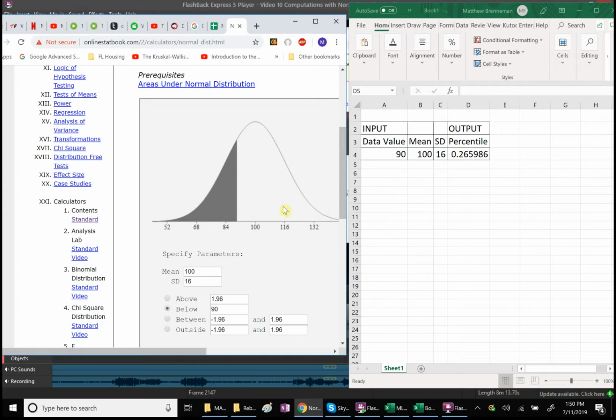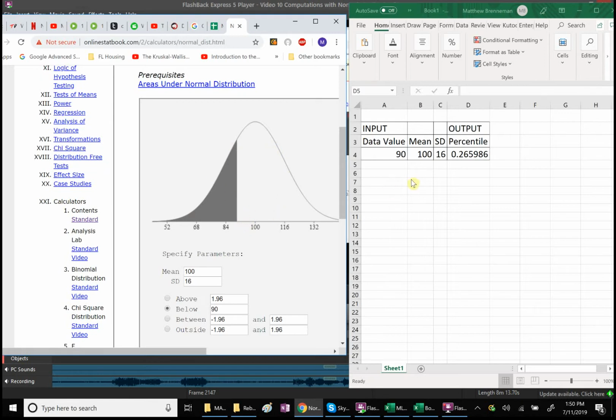So the area under this whole curve is 1. The percentile of 90 is the probability I get a randomly chosen value from this distribution less than 90. And roughly there's a 26.6% chance. So this area out of 100% is 26.6%.